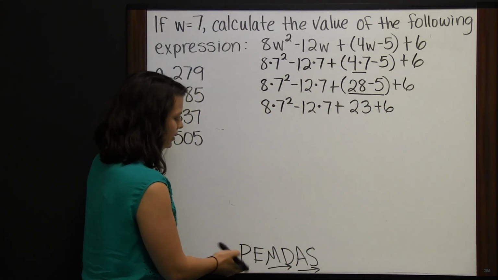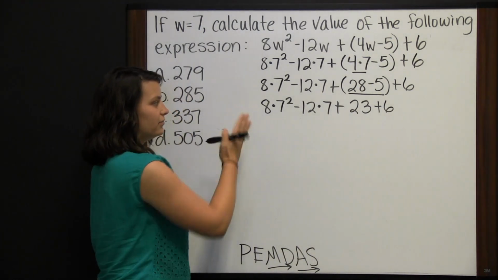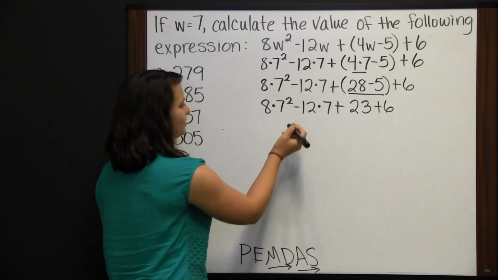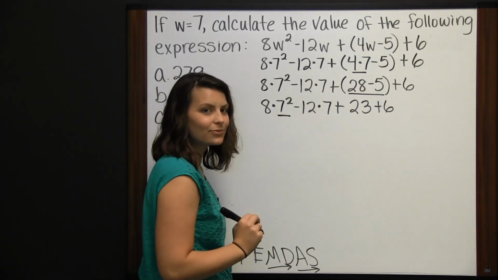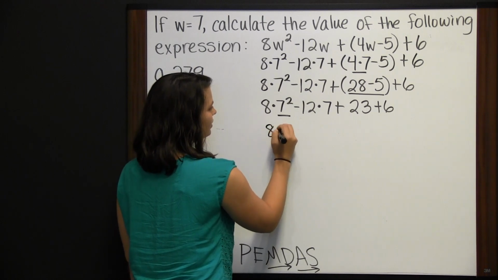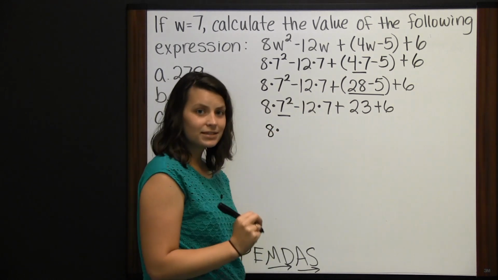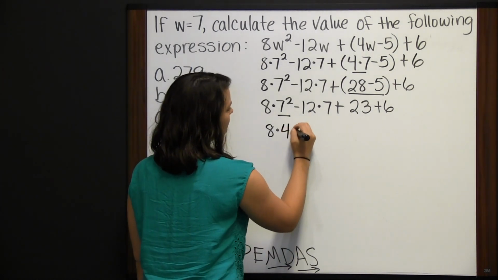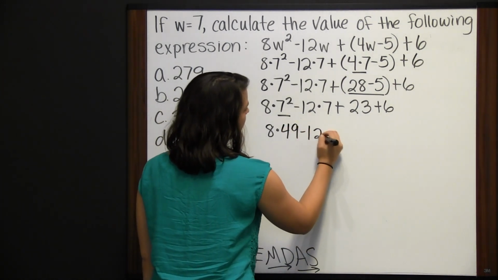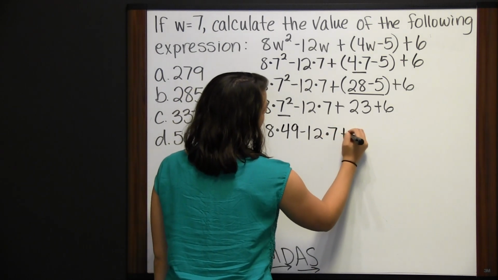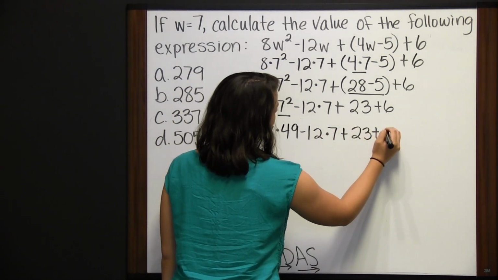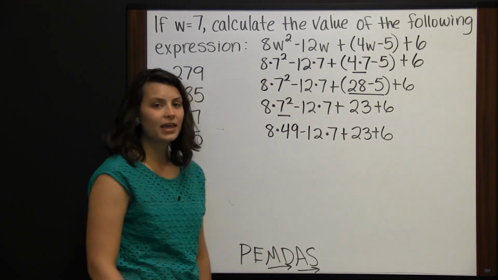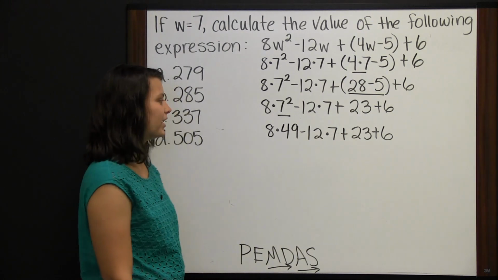Now if we go back to PEMDAS, after parentheses, which we have no more of, we then simplify any exponents. And we do have exponents right here, 7 squared. So that's what we'll do next. 8 times 7 squared means 7 times 7, and that's 49. Minus 12 times 7 plus 23 plus 6. Okay, after exponents is our multiplication and division from left to right.